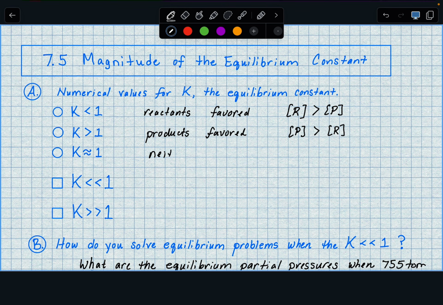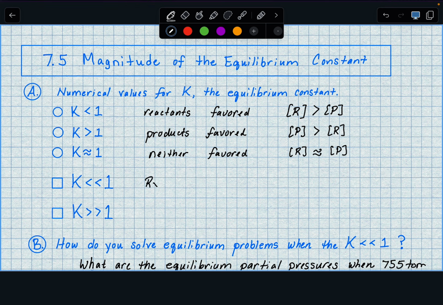established. You could also have a K value that's close to 1, and then you could argue that neither reactants or products are favored. And all that means is that your reactant concentration or partial pressures are about the same as your product.